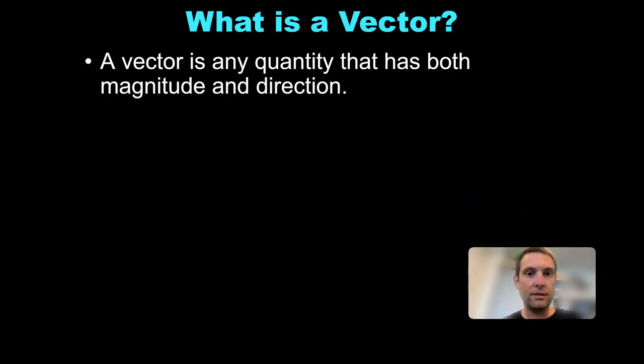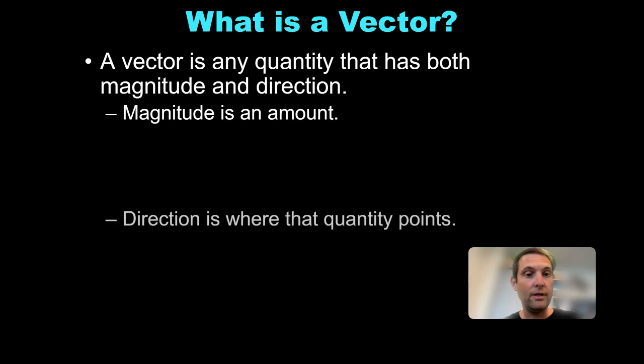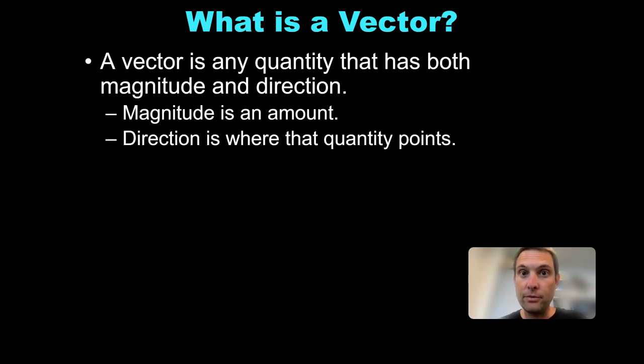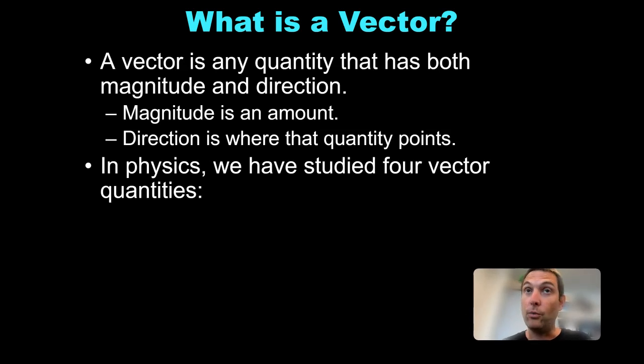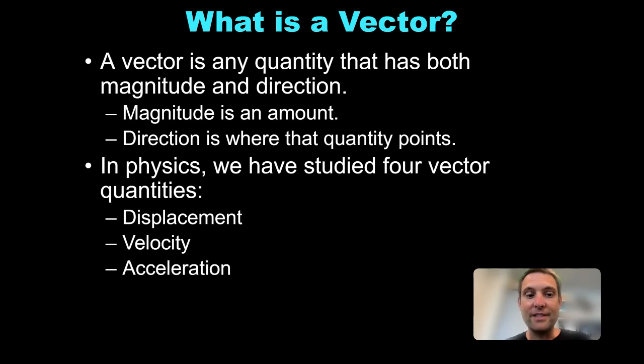So what is a vector? Any quantity that has magnitude and direction. Magnitude is the absolute value. Direction is where that quantity points. In physics, we will study a bunch of different vector quantities. This is in past tense because in previous years I had this in a different order. Some examples of vector quantities are displacement, velocity, acceleration, and force. We also have momentum. These vector quantities are always going to be represented with a magnitude and a direction.